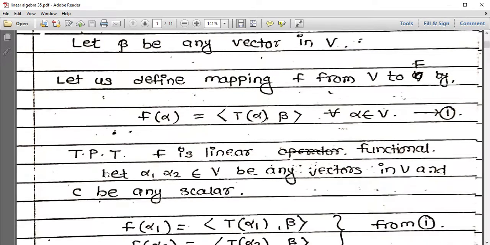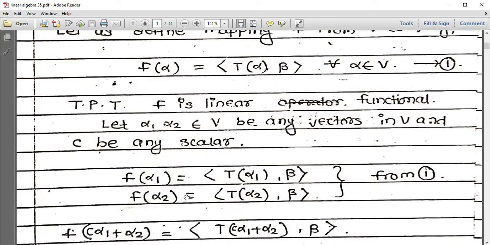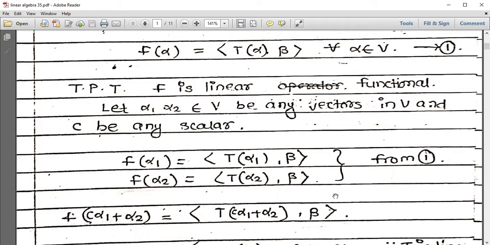Let alpha 1 and alpha 2 belonging to V be any vectors in V and C be any scalar. Then by the definition of f, from equation number 1, we have f of alpha 1 is equal to the inner product of T of alpha 1 with beta, and f of alpha 2 is equal to the inner product of T of alpha 2 with beta.